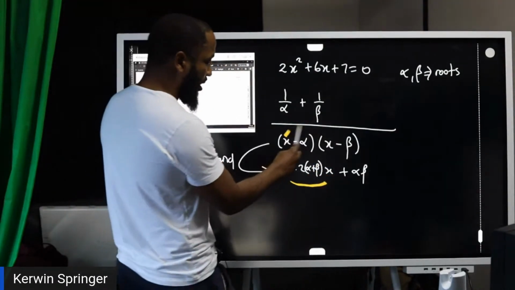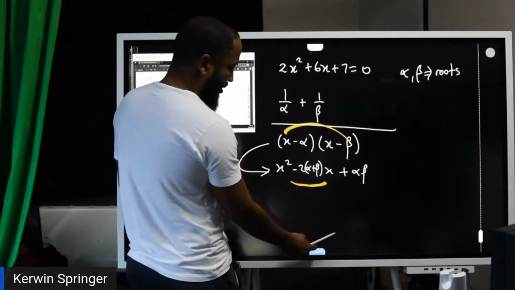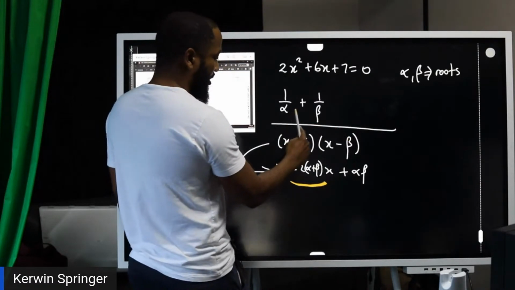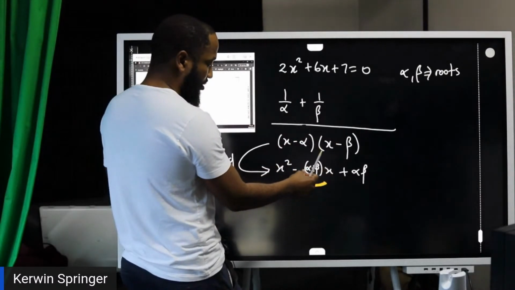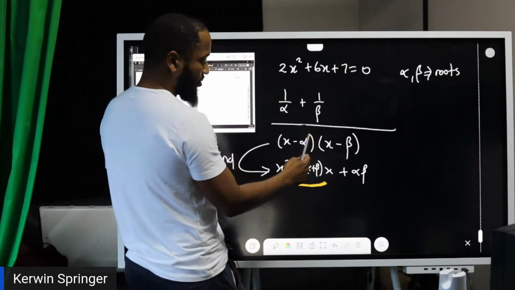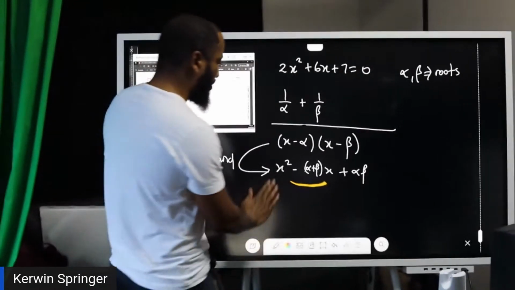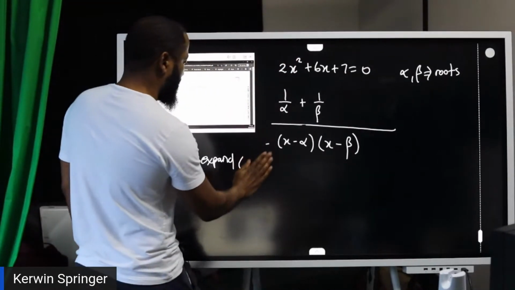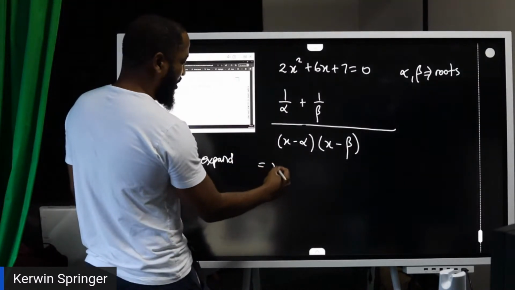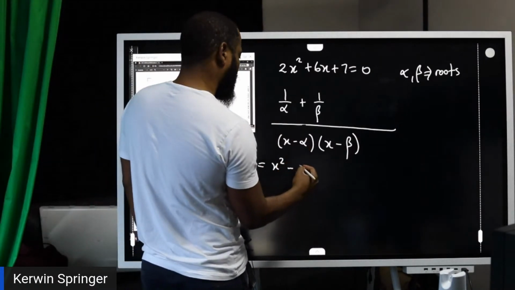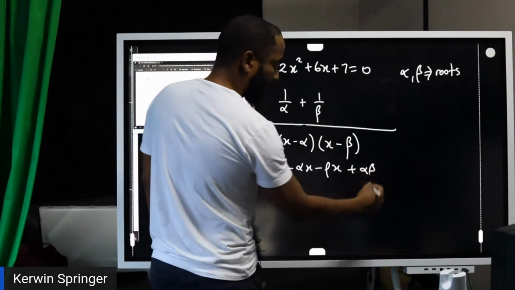Why is that so? x by x is x squared. x by beta, negative beta x. Negative alpha by x, negative alpha x. So this shouldn't be 2. This should be 2. I think I should expand it out just because I make that mistake in the lesson. Sorry guys. So you have x squared, you have minus alpha x minus beta x and positive alpha beta.